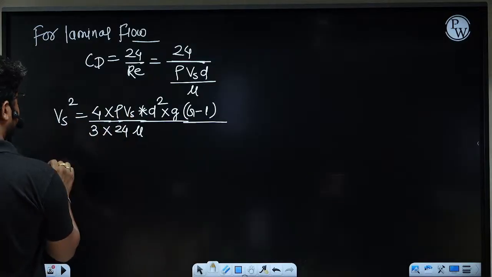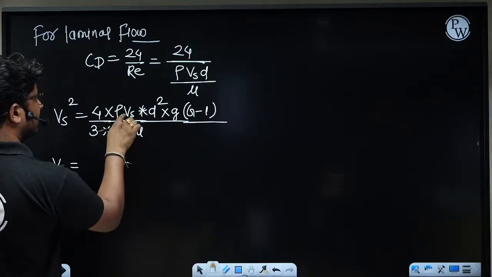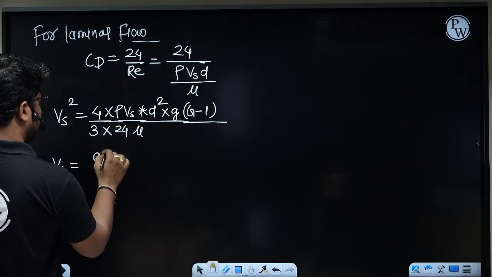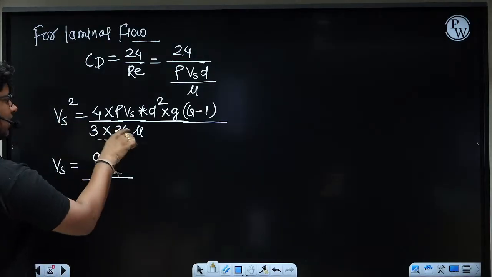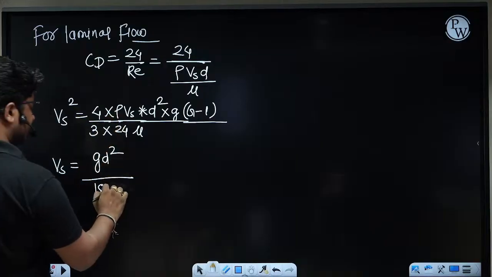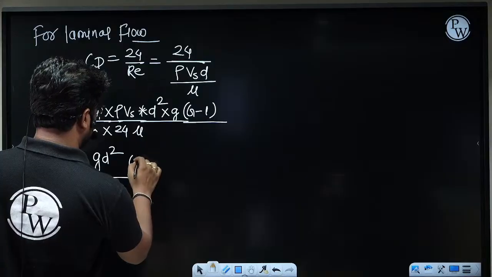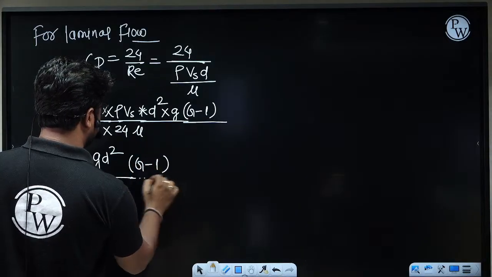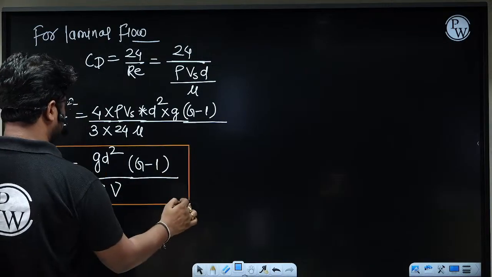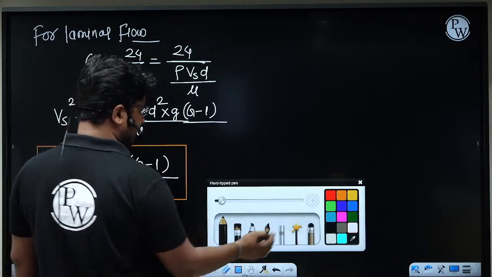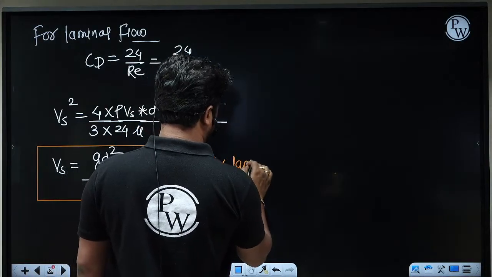So Vs and Vs will get cancelled out. So you will have Vs equal to 4 G D square upon 18 mu. So mu divided by rho, so it will be nu actually. In bracket you are having G minus 1. So this is the formula for the settling velocity for laminar flow.